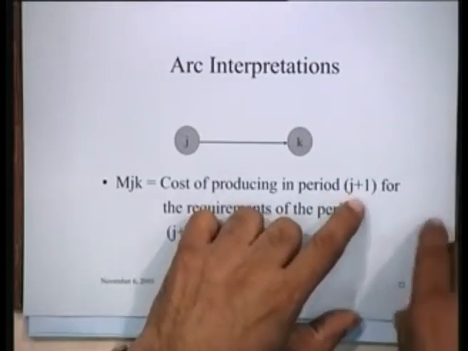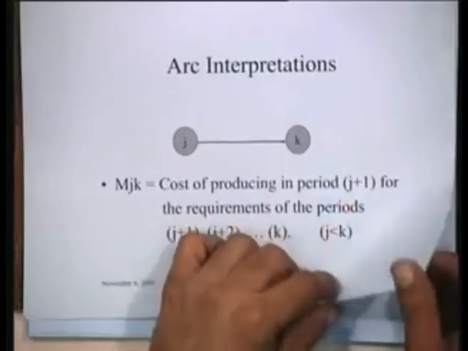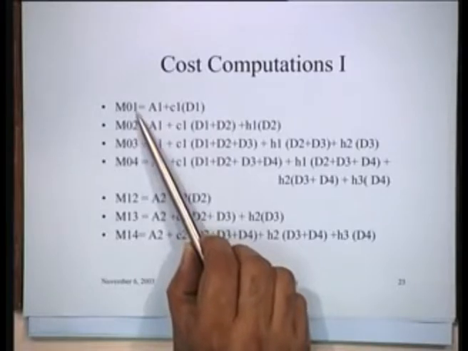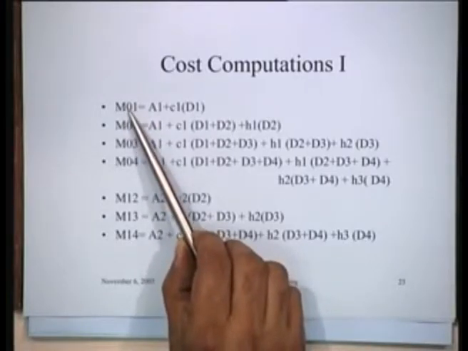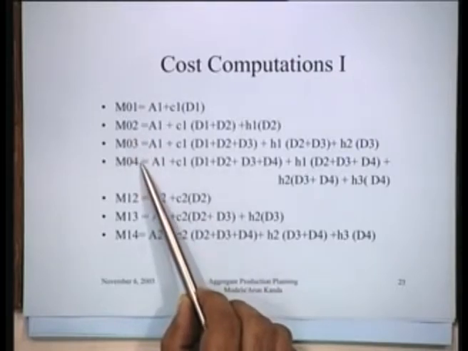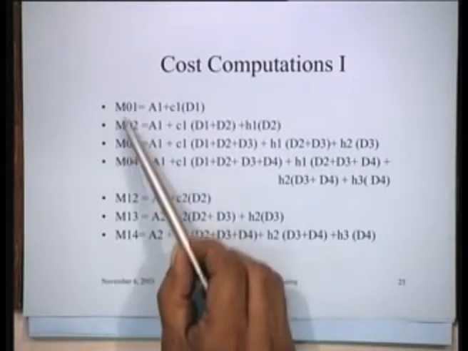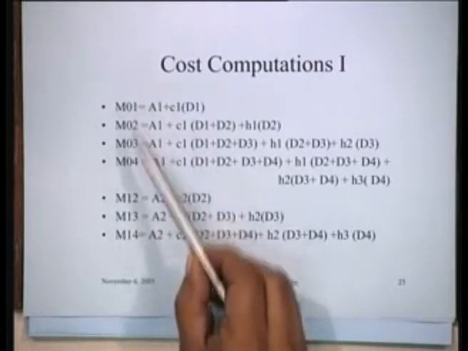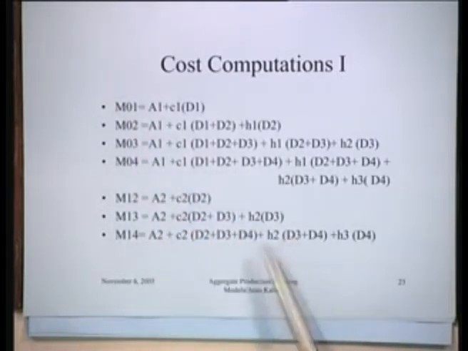So what we do is we can do the cost computations. The cost computations are basically computing the length of each arc. There is an arc from 0 to 1, arc from 0 to 2, 0 to 3, 0 to 4. There are 10 arcs in all, 4 from 0, 3 from 1. So the arcs that are listed on this page will have a value.